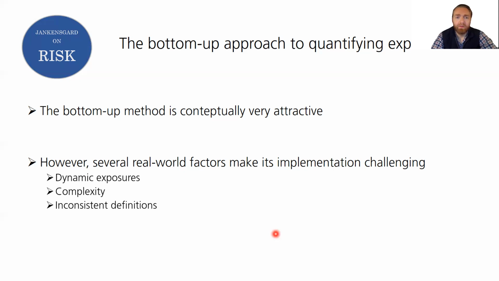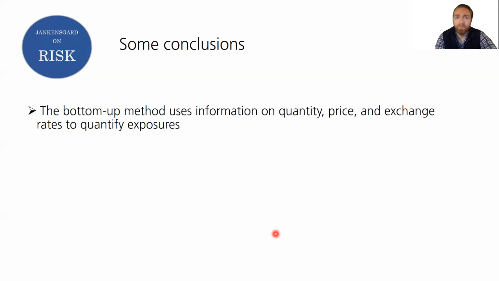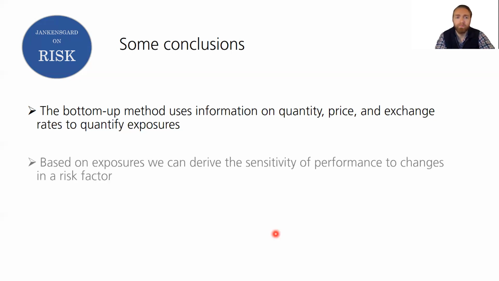We're also going to be considering an alternative to the bottom-up approach, which is the statistical method for quantifying exposures. But all of these things are discussed in more detail in other videos. We're going to conclude for now. The bottom-up method essentially uses information on quantity, price, and exchange rates to quantify exposure. So if we're willing to break down our budget estimates that way and get somebody to come up with some forecasts for these components, then we can implement the bottom-up method.